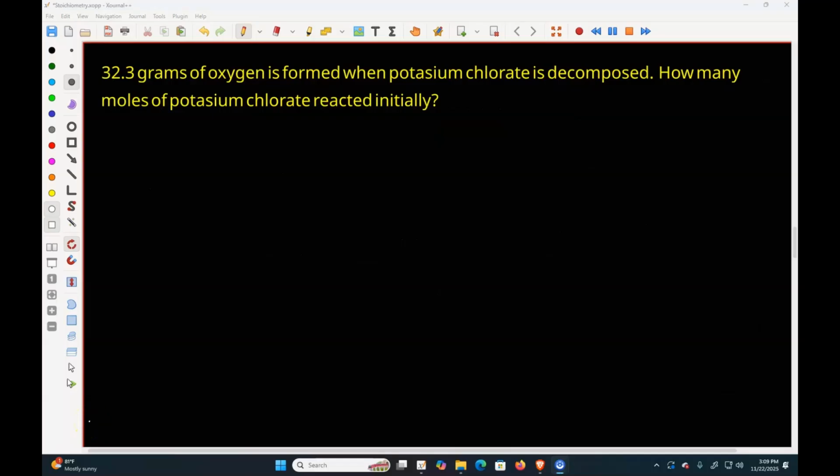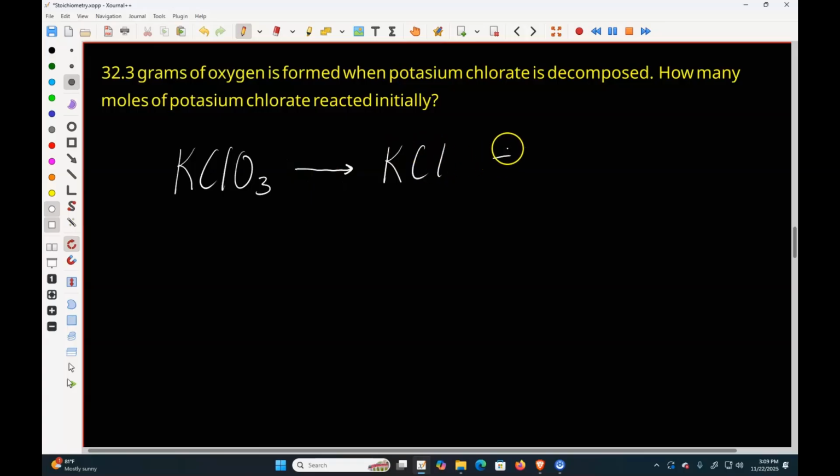32.3 grams of oxygen is formed when potassium chlorate is decomposed. So how many moles of potassium chlorate reacted initially? So let's decompose potassium chlorate. When metallic chlorate's heated, it's going to produce a metallic chloride plus oxygen. Okay, to balance that, I will need a 2 here, a 2 here, and a 3 there.